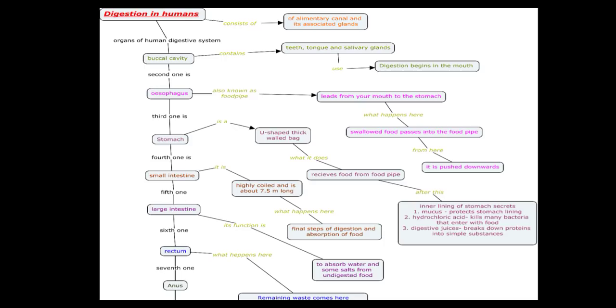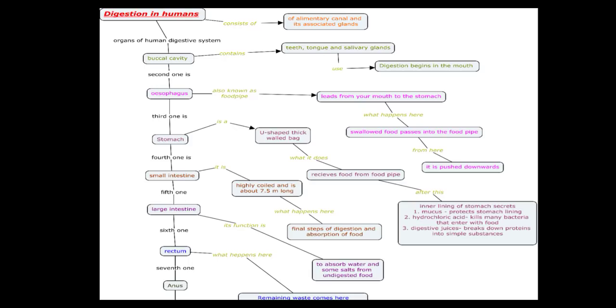That is, the carbohydrates, proteins, and fats all get digested in the small intestine. The liver produces bile juice which helps in the digestion of fats. The pancreas produces pancreatic juice which helps in the digestion of carbohydrates and proteins. Okay, so the digestion of carbohydrate, protein and fats takes place in the small intestine.